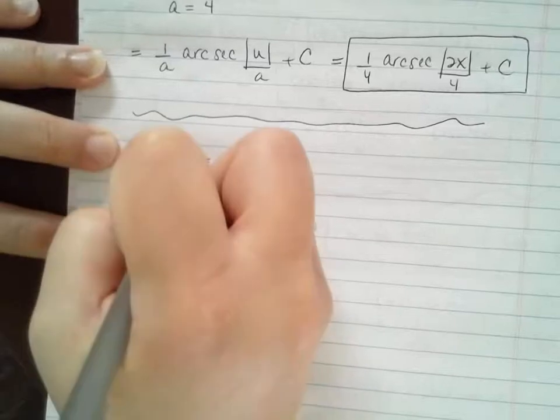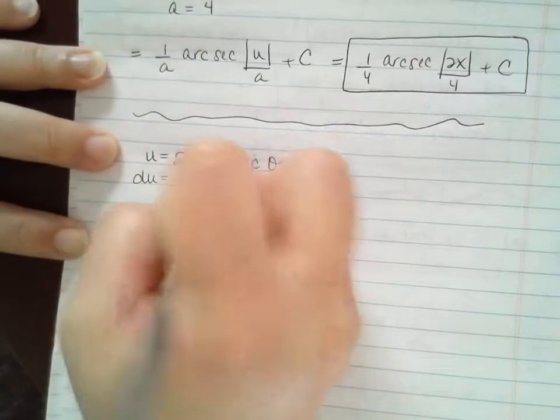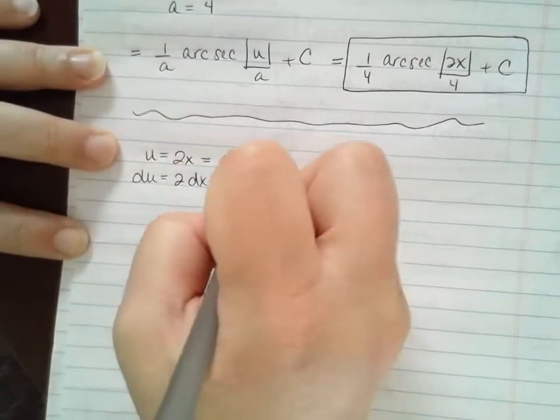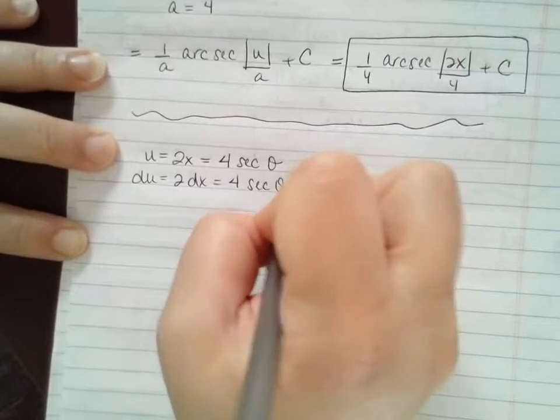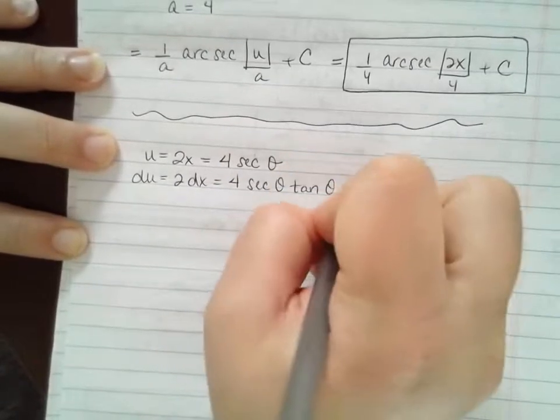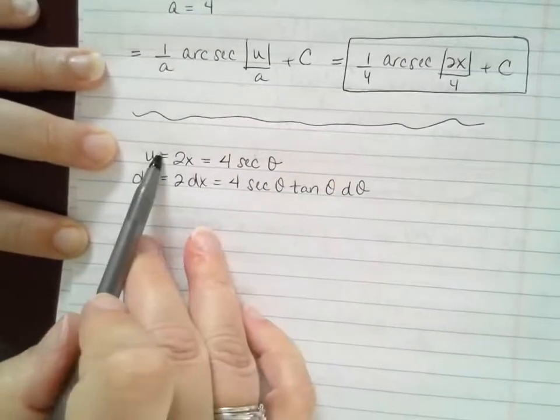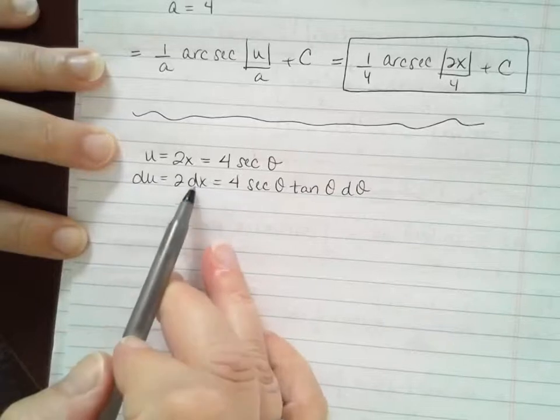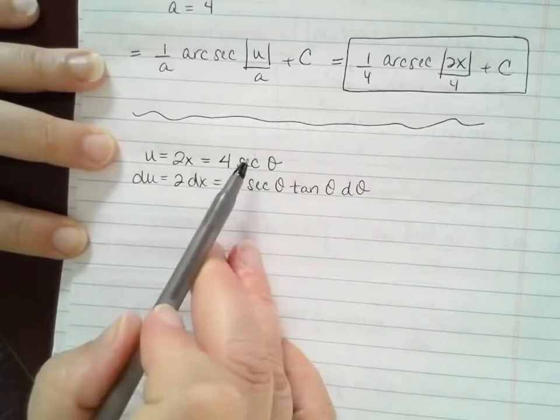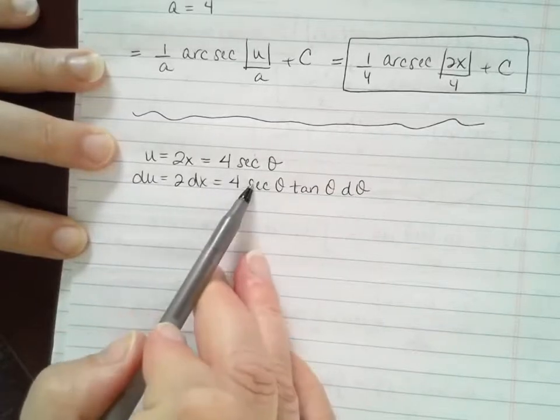Du, which is 2dx, is equal to 4 secant theta tan theta d theta. Right? The derivative of u is du. The derivative of 2x is 2dx. The derivative of 4 secant theta is 4 secant theta tan theta d theta.